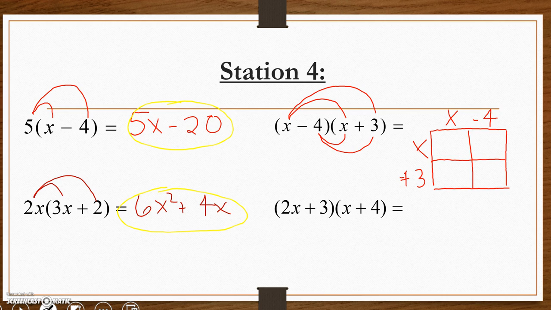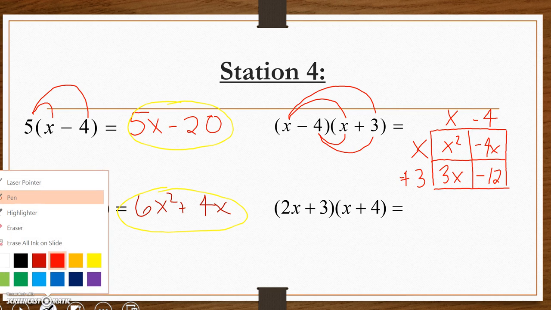So that first box right here, you multiply together the corresponding row, so x and x. So x times x is x squared. In the second box to the right, you're going to be multiplying negative 4 times x, so negative 4x. This next box down bottom, you're doing 3 times x, so 3x. And the last box here, I'm doing 3 times negative 4, so negative 12. Remember, you're always multiplying to get what's inside the box.